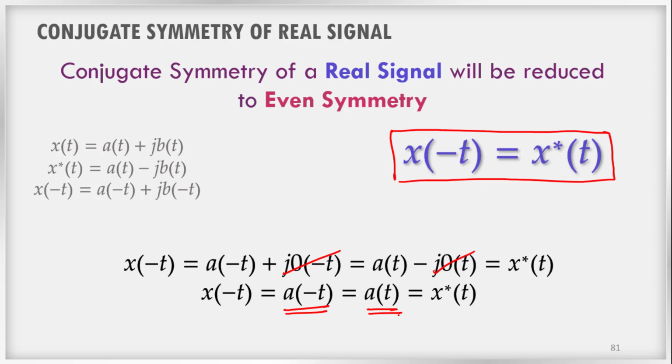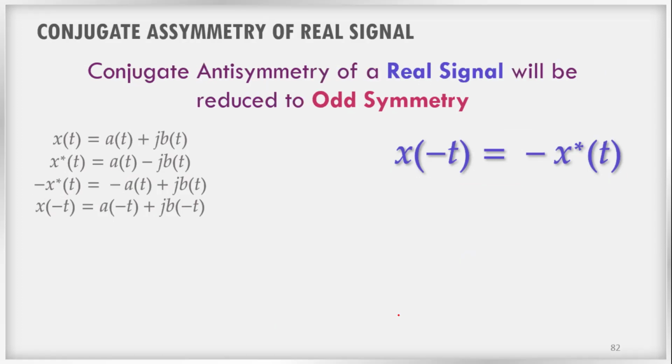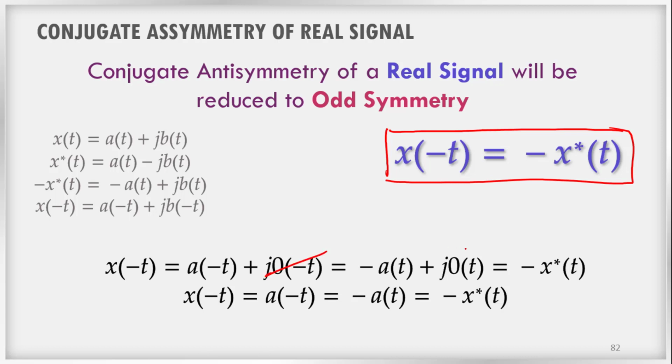In other words, we can say that when a signal becomes real, the conjugate symmetry of the signal will be reduced to even symmetry. If you check the conjugate antisymmetry of a real signal, we can see that the condition for antisymmetry is x of minus t is equal to minus of x asterisk of t, and from here you can see that our imaginary part is 0 here also.